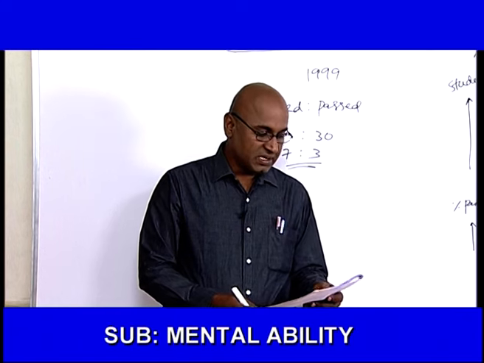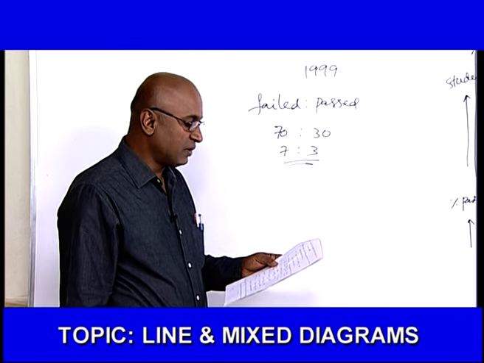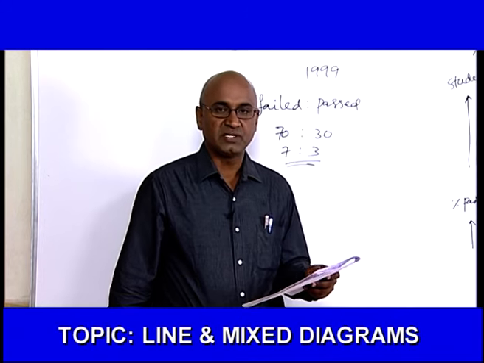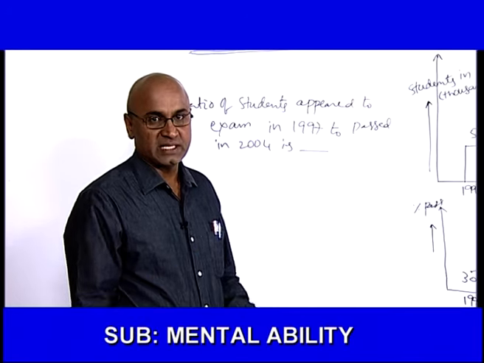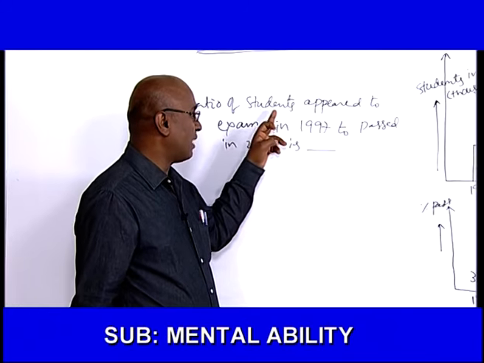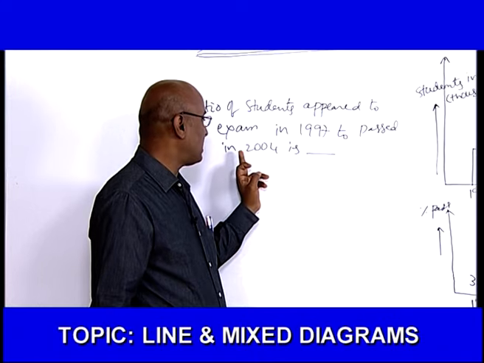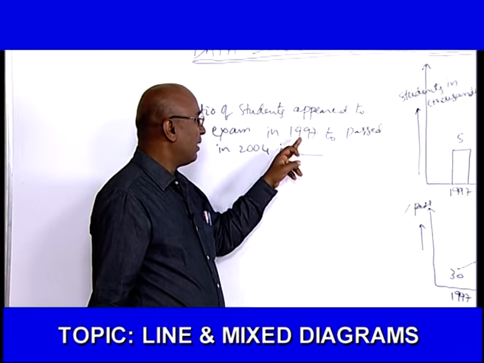And the next question is like this. The ratio of students appeared in the exam in 1997 to passed students in 2004 is?